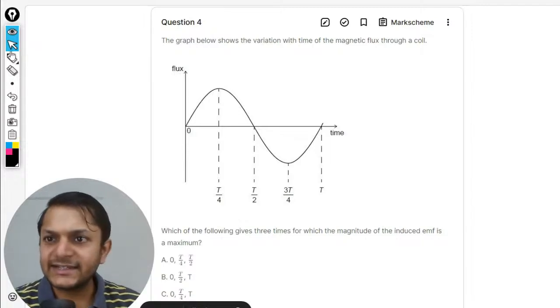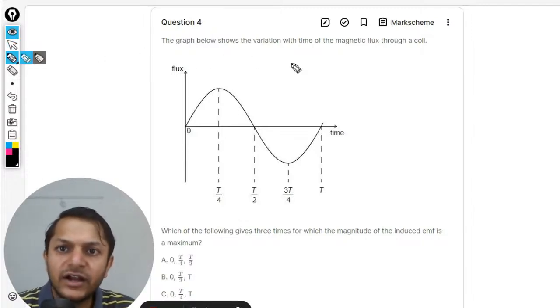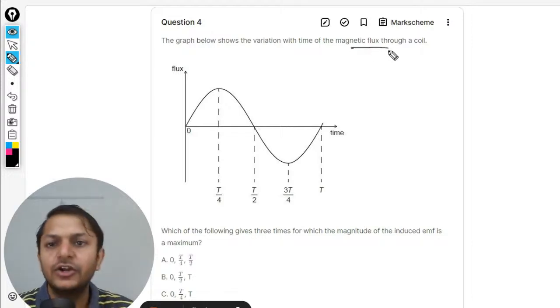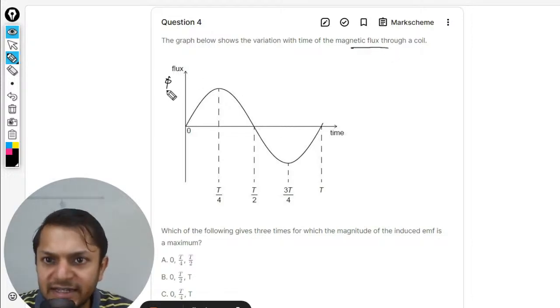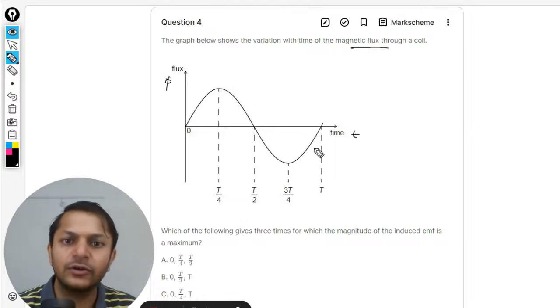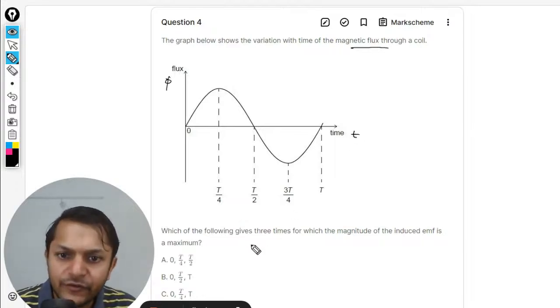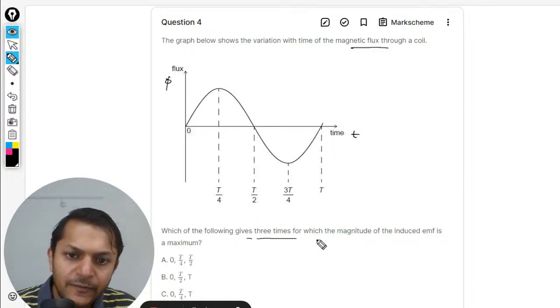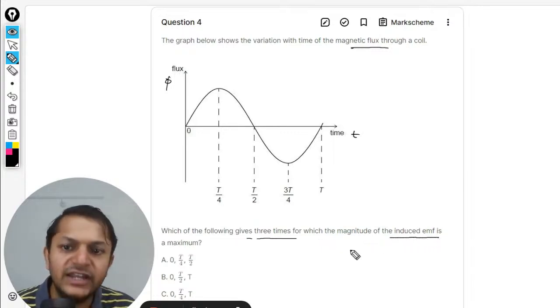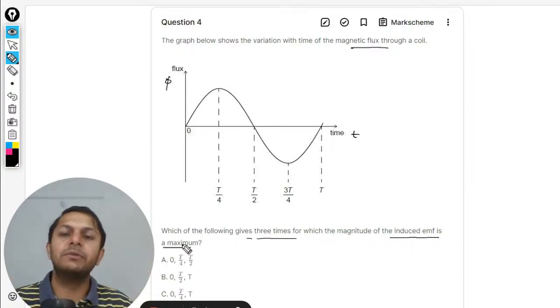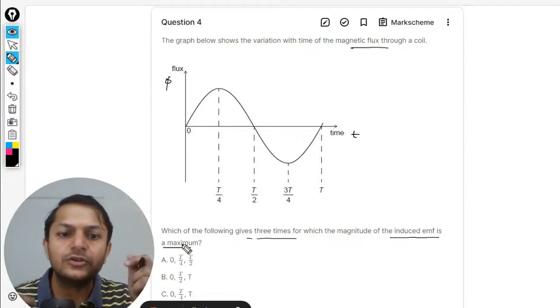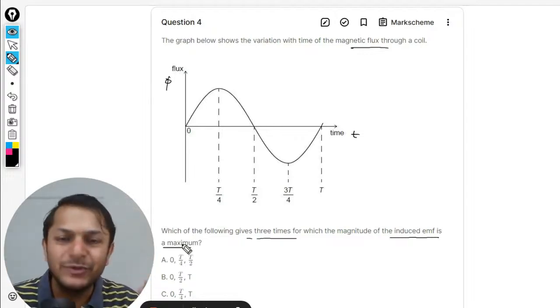Okay, dear students, let us see what is there in this question. The graph below shows the variation with time of the magnetic flux through a coil. So this is basically a flux, and the time here is on the x-axis, which is t. Which of the following gives 3 times for which the magnitude of the induced EMF is maximum? So you want the induced EMF to be maximum.